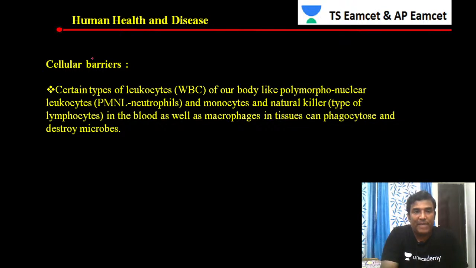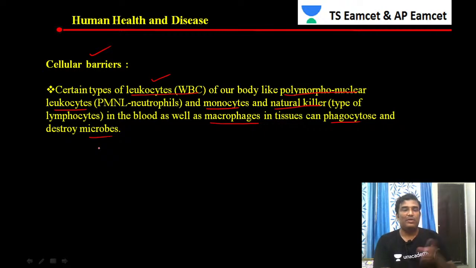So cellular barriers. Different cells also participate in providing immunity. Certain types of leukocytes, that is WBC, play an important role in our body. Polymorphonuclear leukocytes and monocytes and natural killers in the blood, as well as macrophages in tissue, can phagocytose and destroy the microbes.